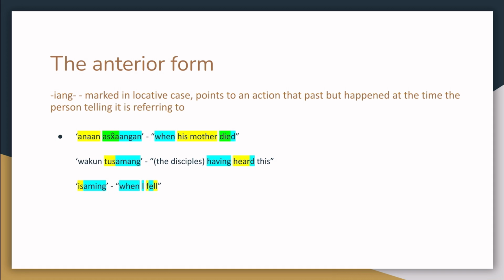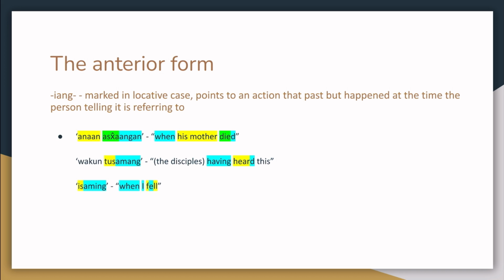It points to an action that happened at some time in the speaker's life, right? So Anan, his mother, Asha, passed away, Angan, when. So when his mother passed away. This kind of can carry the meaning of when something happened. So that's a meaning that seems to be translated a lot with this particular root.